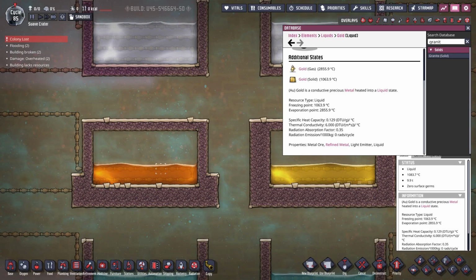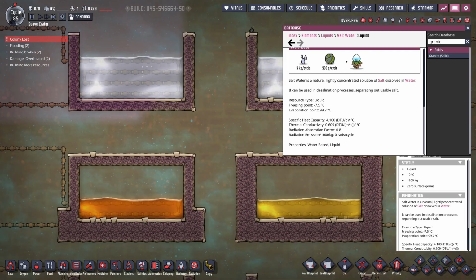So now what do these two factors mean? We'll start with the specific heat capacity and we'll try to keep it simple. The specific heat capacity determines how much energy is required for an object to see its temperature changed. So here, the amount of energy required to see an increase or a decrease of 1 degree per gram is 0.129 DTU. If we compare that with the salt water that we've seen previously, the specific heat capacity for the salt water is 4.1 DTU, which is much higher than the liquid gold.